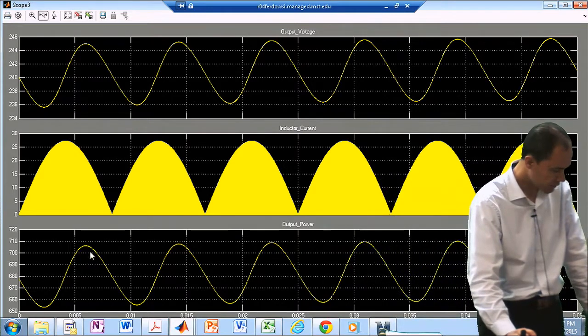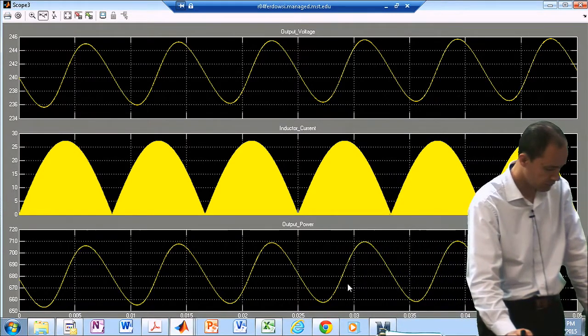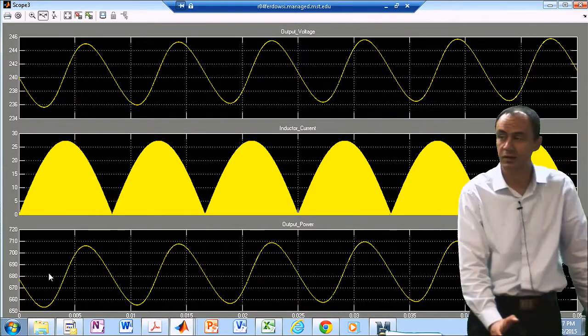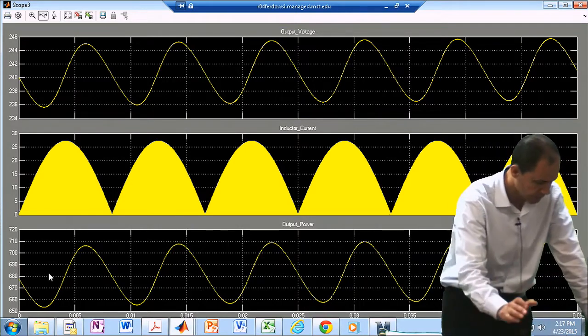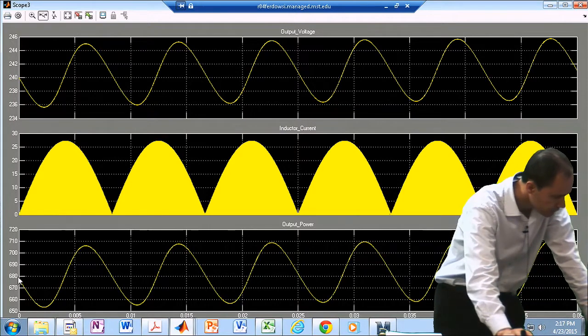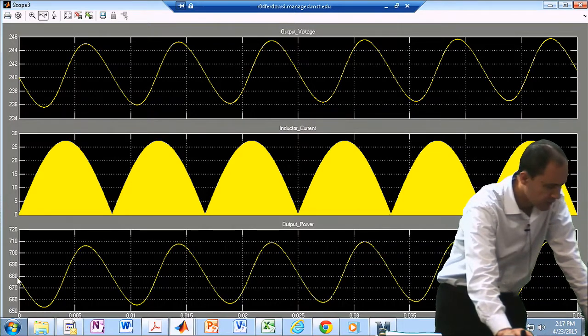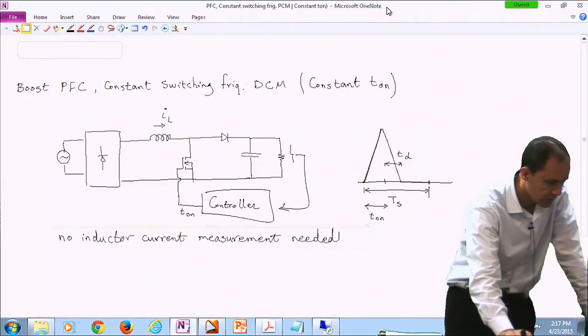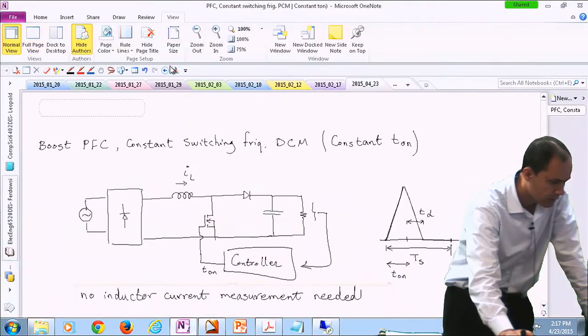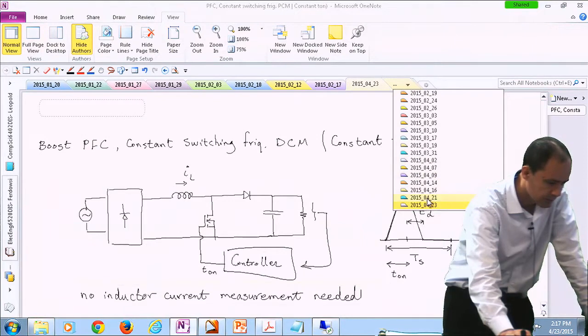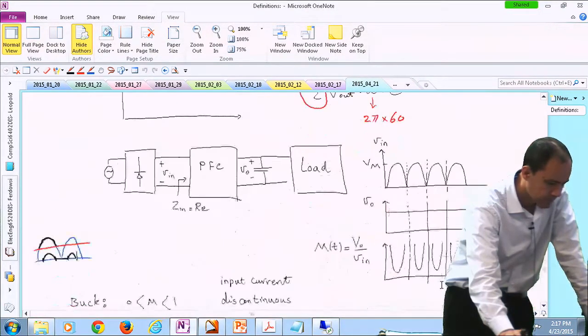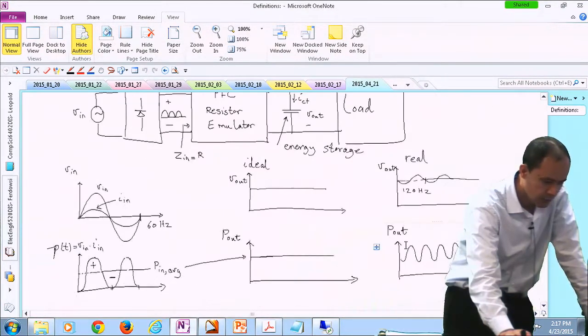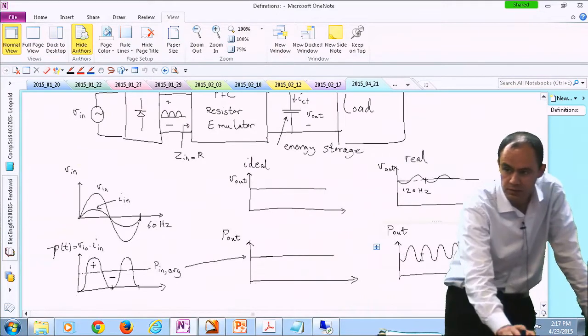The bottom trace is the output power. Again, I just wanted to remind you that the output power is relatively constant, depending on the value of the load resistance. In our case, it is about 680 watts, but it is fluctuating. So this is in agreement with what we had last time in terms of the output power. Remember, I drew output power like this. This is exactly like that.